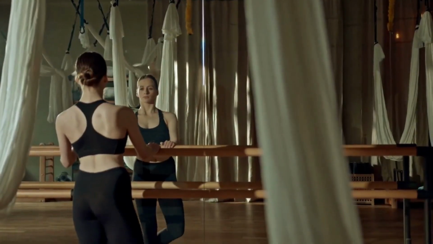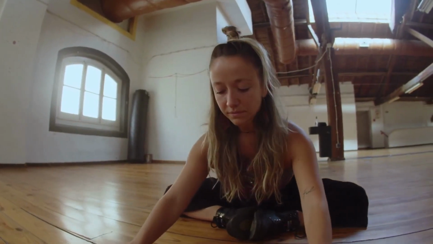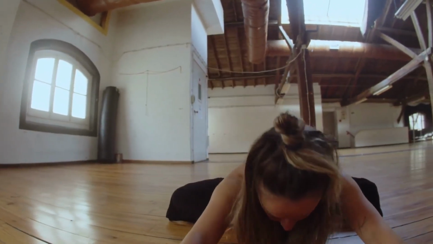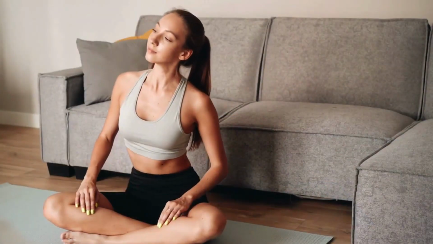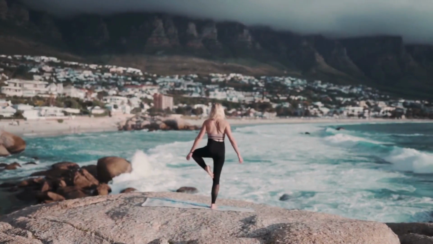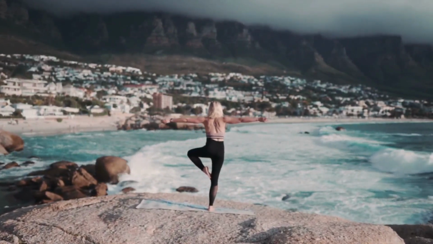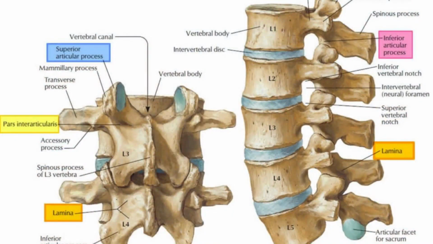How flexible and mobile is the spinal column? The vertebral column is highly flexible, allowing for a wide range of movements such as bending forward, flexion; backward, extension; sideways, lateral flexion; and rotation. This flexibility is facilitated by the intervertebral discs and the unique structure of the vertebrae, including the joints between them.